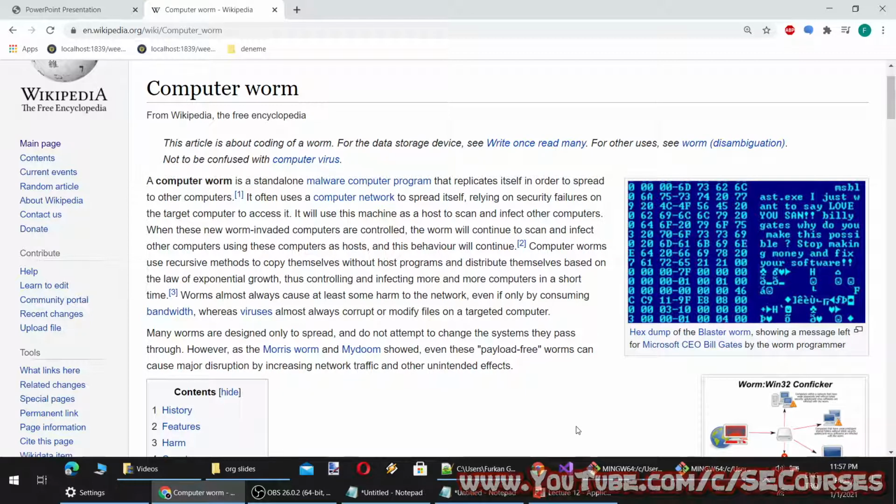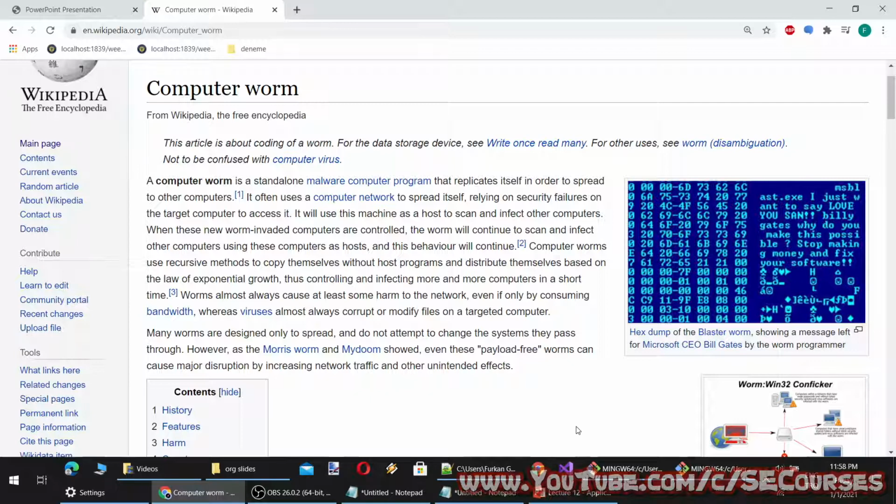A computer worm is a standalone malware computer program that replicates itself in order to spread to other computers. It often uses a computer network to spread itself, relying on security failures on the target computer to access it. It will use this machine as a host to scan and infect other computers. When these new worm-invaded computers are controlled, the worm will continue to scan and infect other computers using these computers as hosts, and this behavior will continue. Computer worms use recursive methods to copy themselves without host programs and distribute themselves based on the law of exponential growth, thus controlling and infecting more and more computers in a short time.